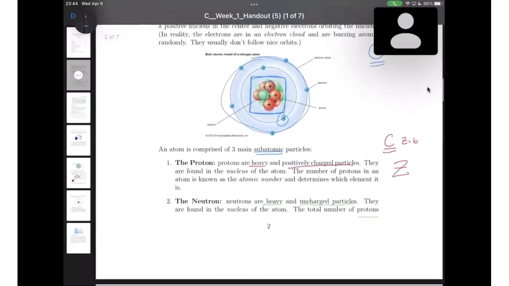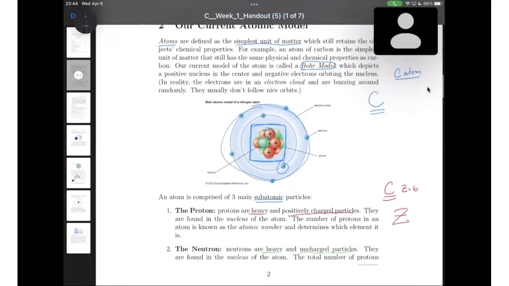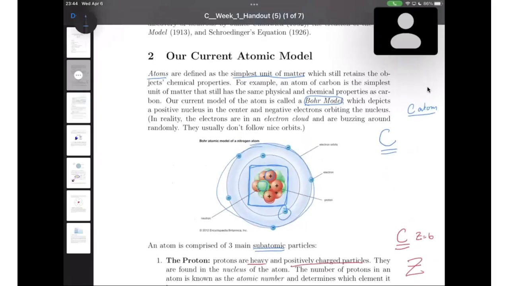But where do the concepts of ions and isotopes come from? It all comes from our current atomic model, which in a sense has a positively charged nucleus surrounded by negatively charged electrons. So that's it for the current atomic model.